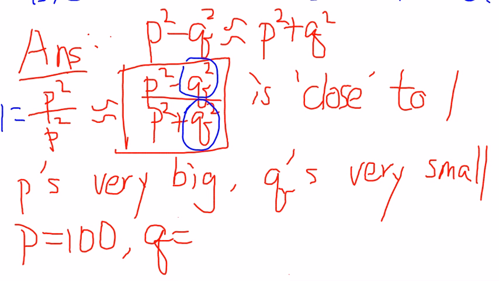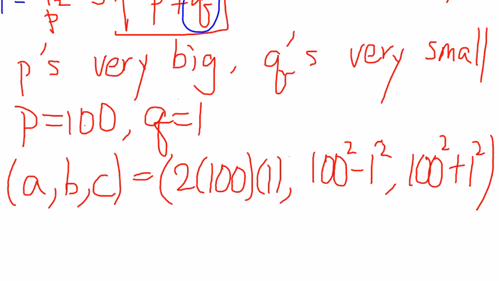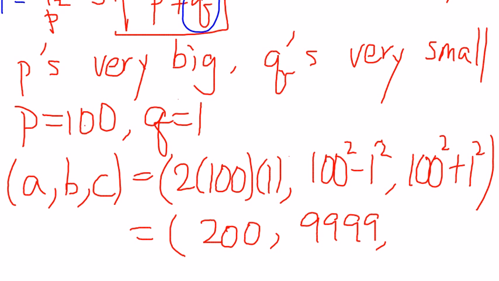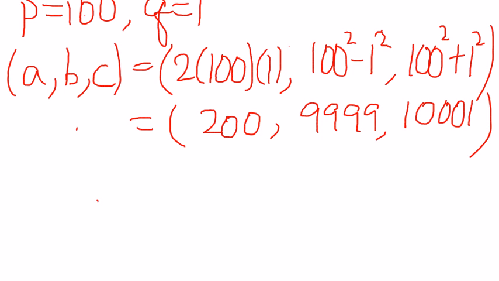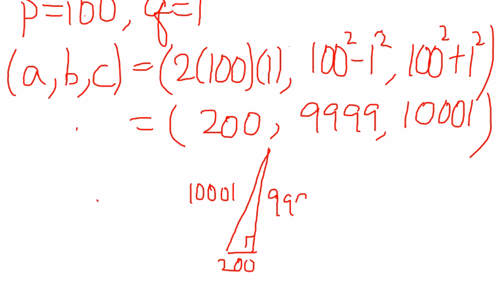In that case, you can do the computation yourself for the lengths A, B, C here. You should be able to get that the first number A is 200, the second number is going to be 9999, and the last number is going to be 10,001. I hope this example is pretty interesting for you, because it essentially means that the hypotenuse is going to be very long and the other side is almost as long, and these two lengths are almost the same in that sense.